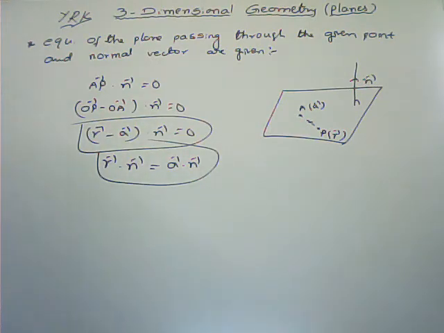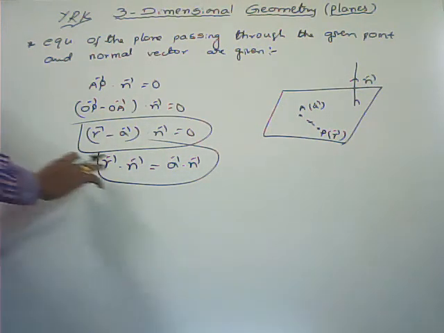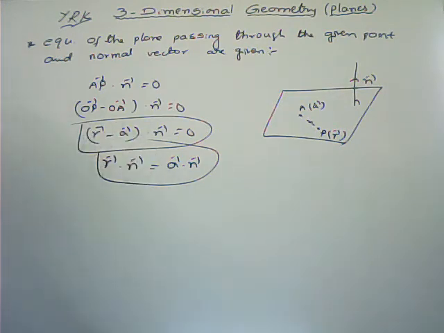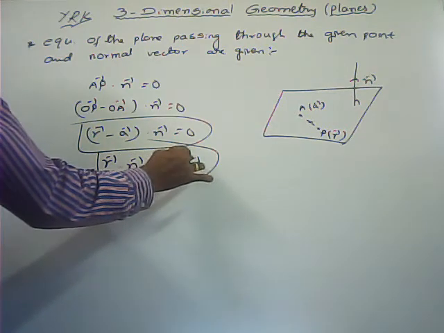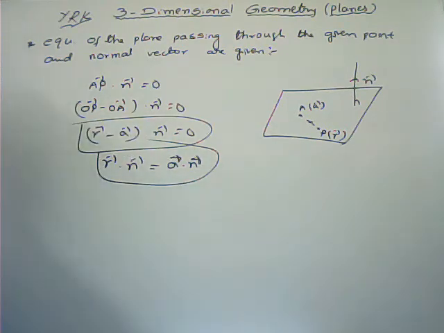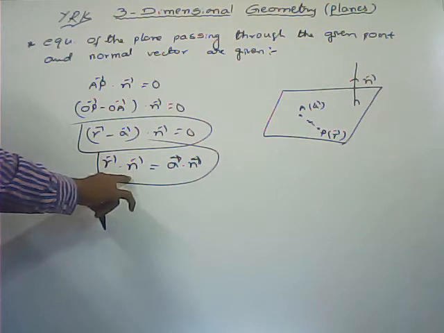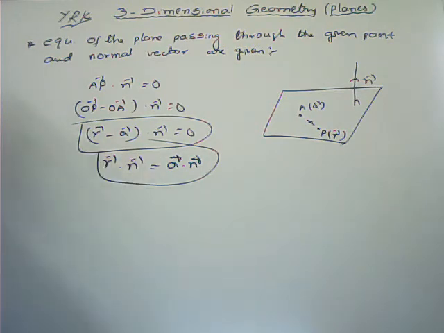A bar dot n bar, I am taking as D only. So R bar dot n bar equals D. That is also the equation of the plane. If it is divided by its modulus on both sides, then this is the perpendicular distance. That is the normal form we say. This is the equation of the plane passing through the point with normal DRs given.